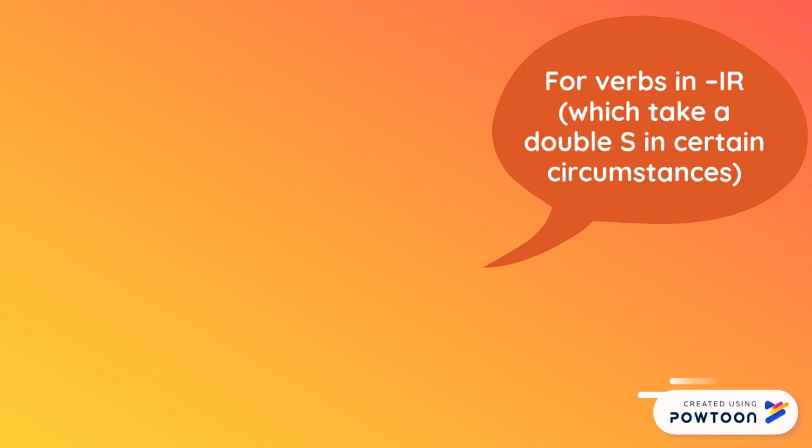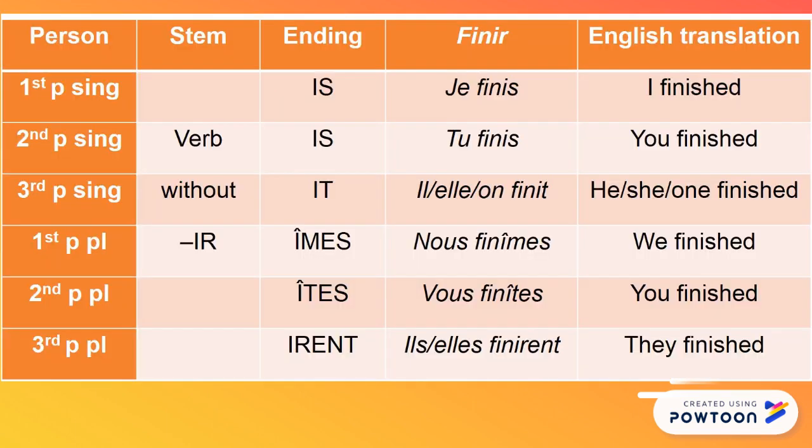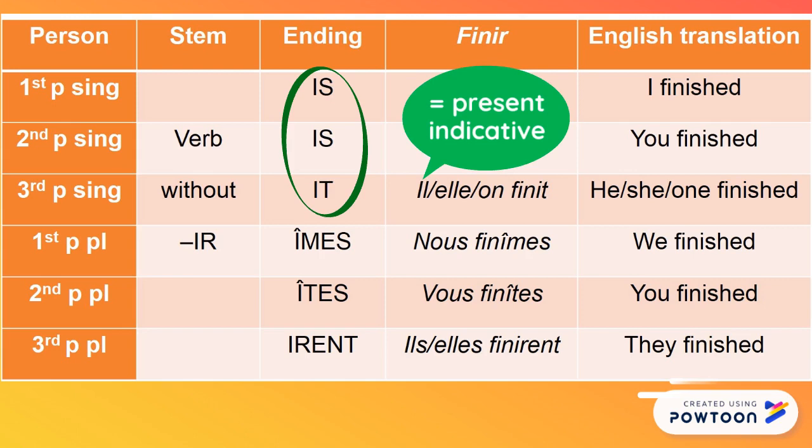For verbs in IR, which take a double S in certain circumstances, like finir, hear how it works. So you take the verb without IR and you add the following endings. IS, je finis, IS, tu finis, IT, il, elle, on finit, I with a circumflex accent, MES, nous finîmes, I with a circumflex accent, TES, vous finîtes, IRENT, ils, elles finirent. Note that the singular persons are the same as at the present indicative.